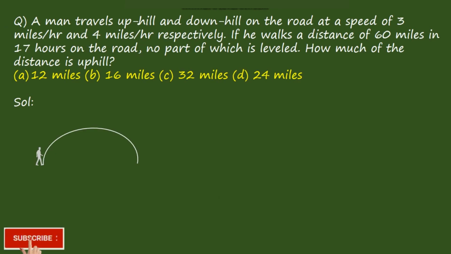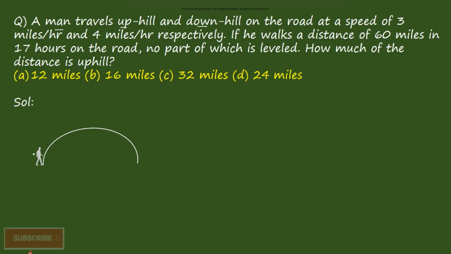Next question. A man travels uphill and downhill on the road at the speed of 3 miles per hour and 4 miles per hour respectively. If he walks a distance of 60 miles in 17 hours on the road, no part of which is level, how much of the distance is uphill? First, I want to understand the question. They're saying that a man travels uphill and downhill.